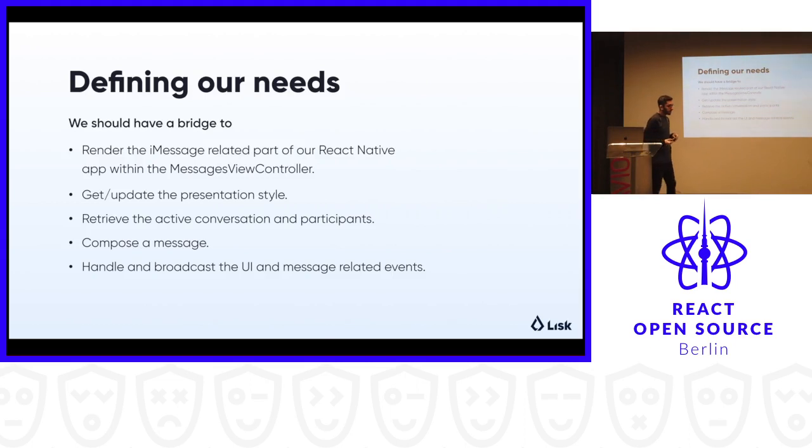So yeah, after we decided how to proceed, we first defined our needs. Our bridge should allow us to render the iMessage-related part of the React Native application within the core class, the base class of the iMessage extension, which is named MessagesViewController. It should also allow us to update the presentation style, which we'll talk about in the next slides. And we should also be able to retrieve the active conversation and the participants.